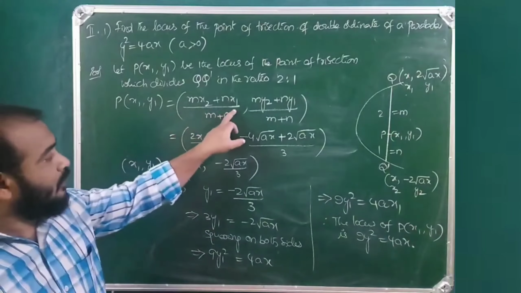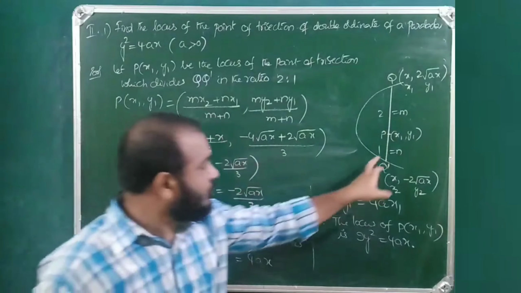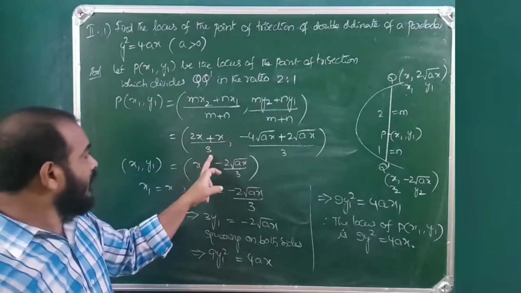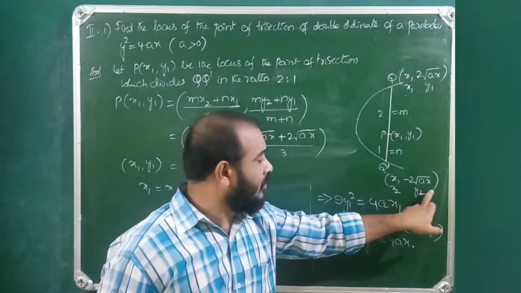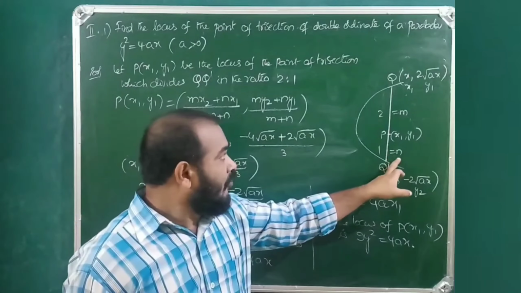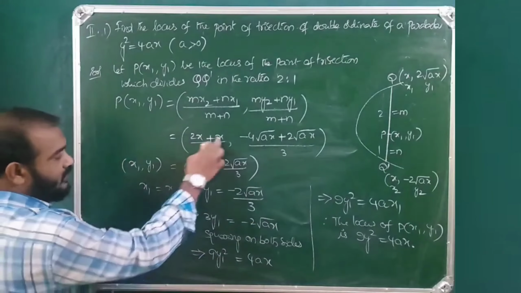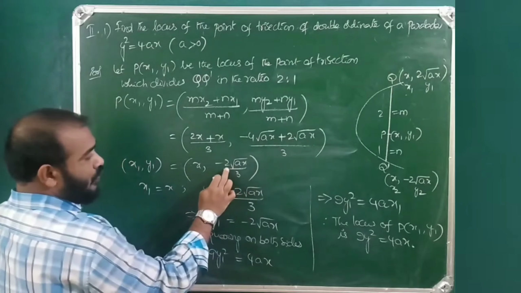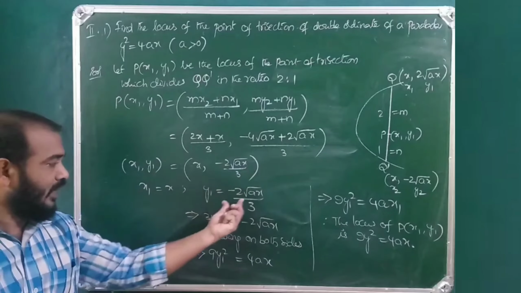Now (mx2 + nx1): 2 into x plus 1 into x by m plus n, 2 plus 1, 3. And for y: 2 into minus 2 root ax plus 1 into 2 root ax. This is 3x by 3 which is x, and minus 4 root ax plus 2 root ax is minus 2 root ax by 3. So x1 equals x, y1 equals minus 2 root ax by 3.